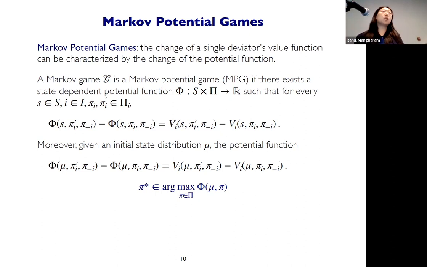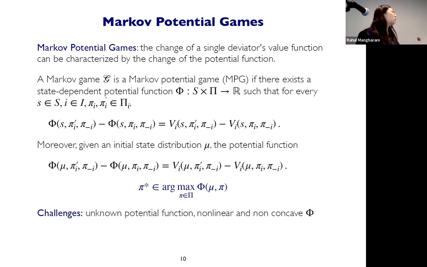When the potential function is known, which rarely happens, you can compute the Nash equilibrium as the maximizer of the potential function. The related literature is included together in that one slide. The challenge is that oftentimes you don't really know the potential function, and most of the games are not potential games.